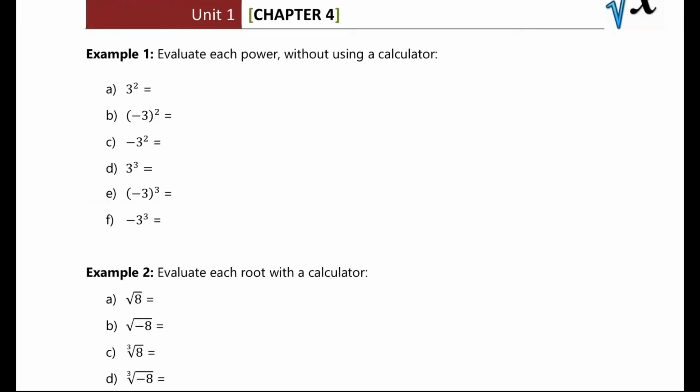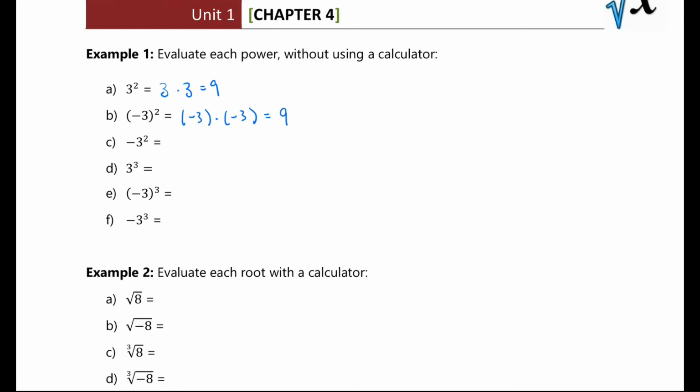Moving on to example 1. Evaluate each power without using a calculator. So part A, 3 squared, we know that's just 3 times 3, so 9. Part B, this is equivalent to saying negative 3 times negative 3. And we know negative times negative is positive. So we have positive 3 squared, which is 9. You can just drop that positive sign and just keep 9 there.